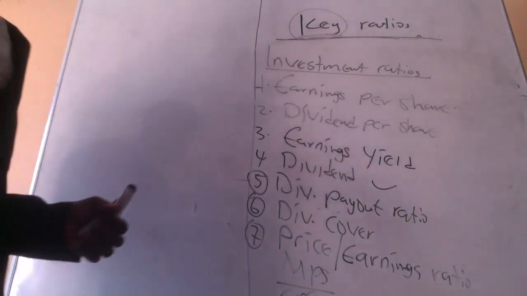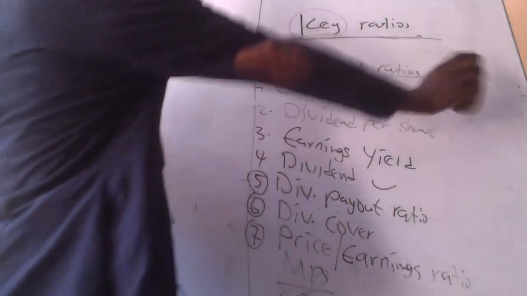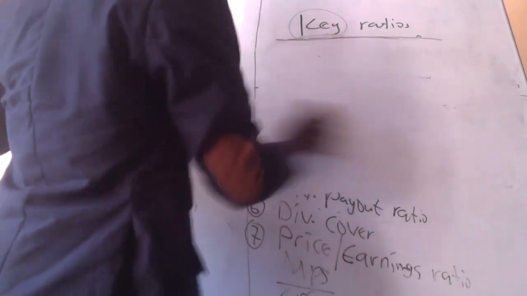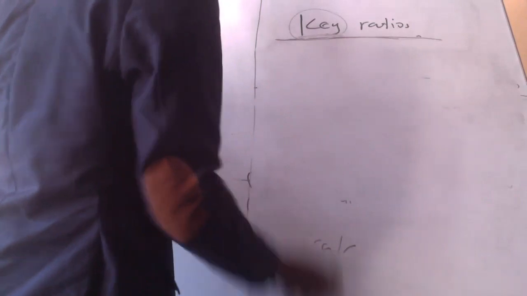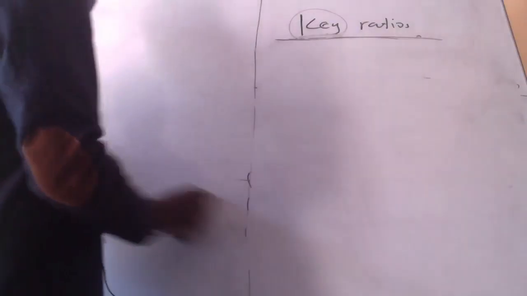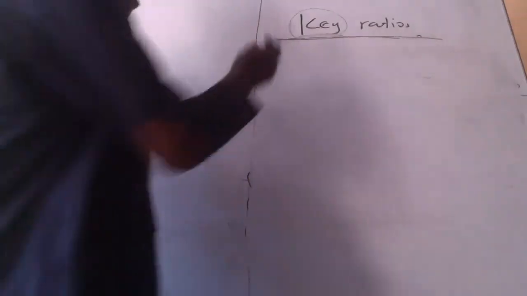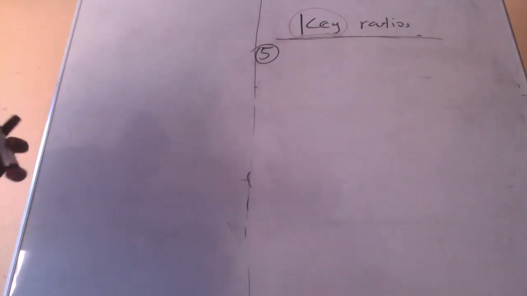Yes. Now, let me move on to the last aspect of the composition of the ratios. The last aspect is about gearing. Gearing, that's the last ratio. That's the fifth one. Now look at how I'm going to break it down for you. So try as much as possible to get it for me.